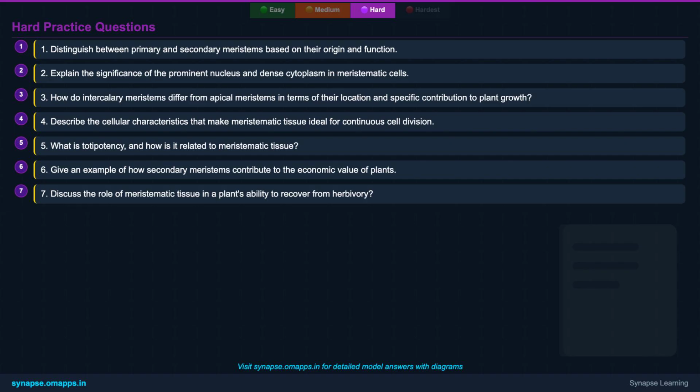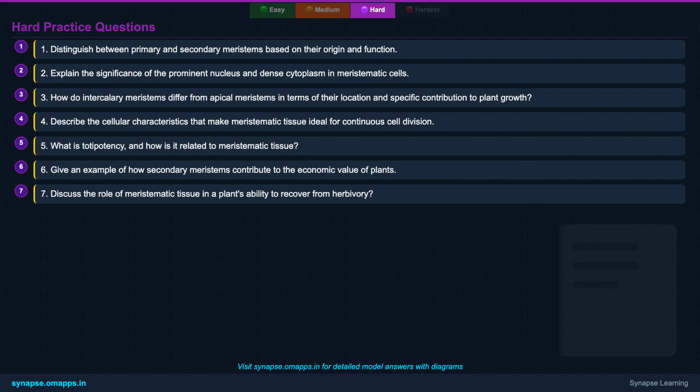1. Distinguish between primary and secondary meristems based on their origin and function. 2. Explain the significance of the prominent nucleus and dense cytoplasm in meristematic cells. 3. How do intercalary meristems differ from apical meristems in terms of their location and specific contribution to plant growth? 4. Describe the cellular characteristics that make meristematic tissue ideal for continuous cell division.